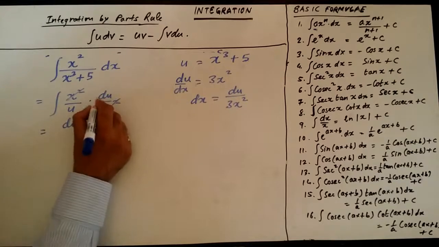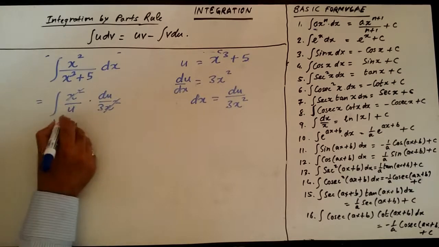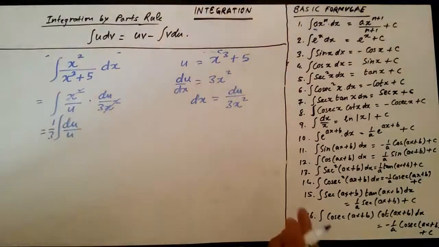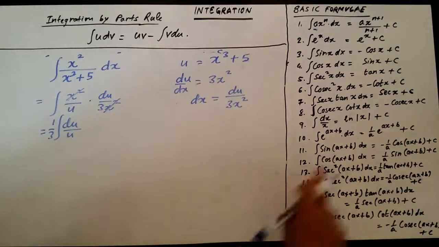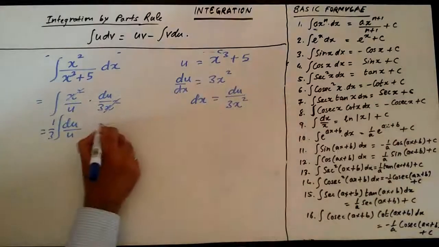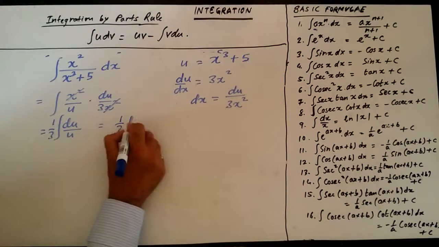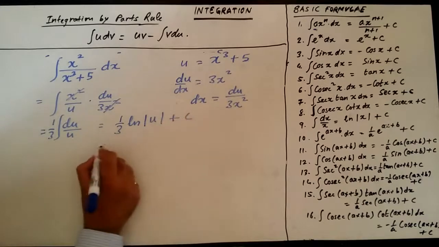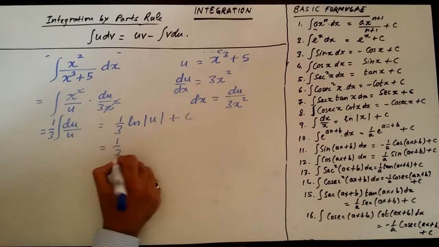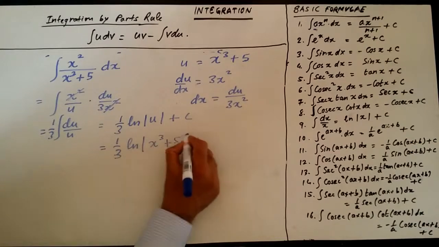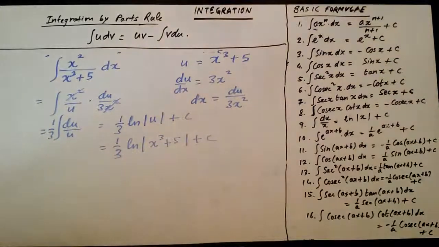Since 3 is a constant, 1 by 3 is a constant, we can take 1 by 3 outside the integration sign. So it is du by u, which is of the basic form dx by x equal to ln of absolute value of x plus c. So the answer becomes 1/3 ln of absolute value of u plus c, and we substitute the value of u, which is x cubed plus 5, plus c.